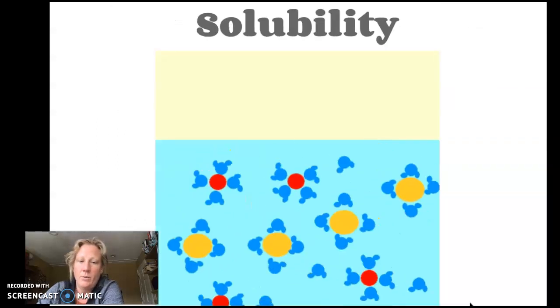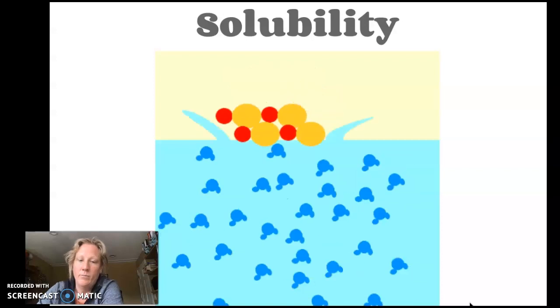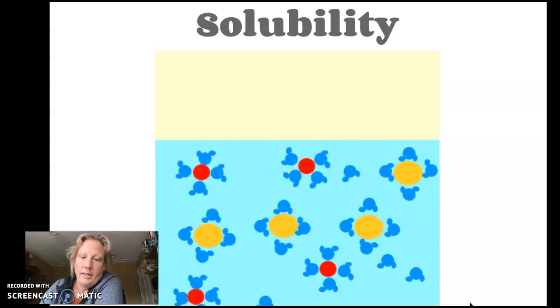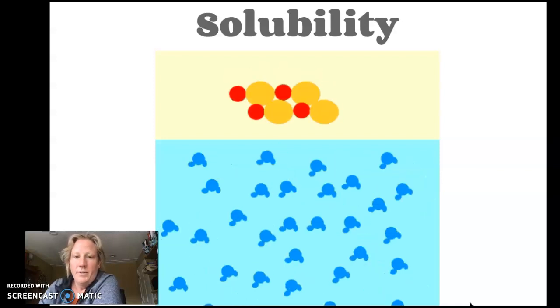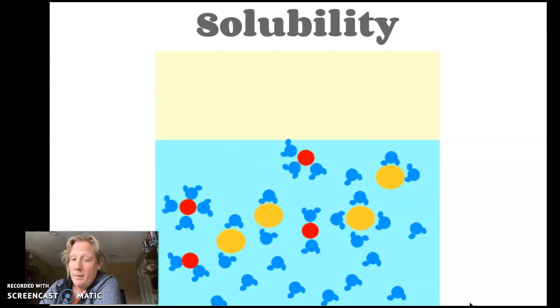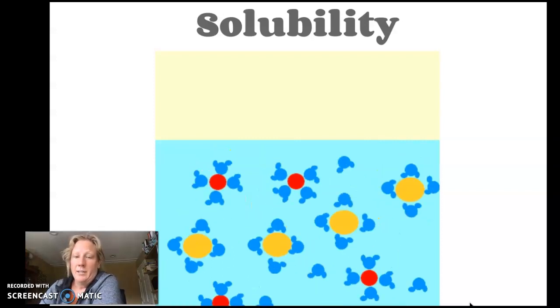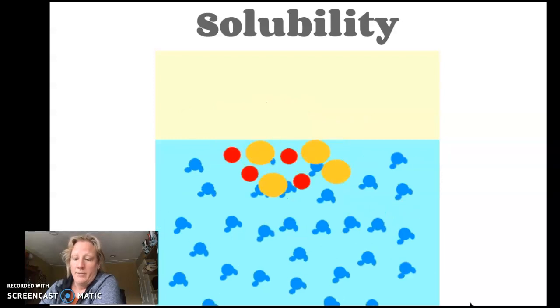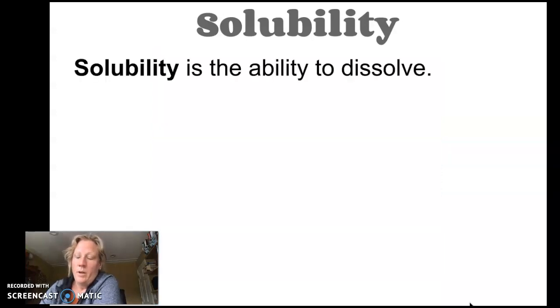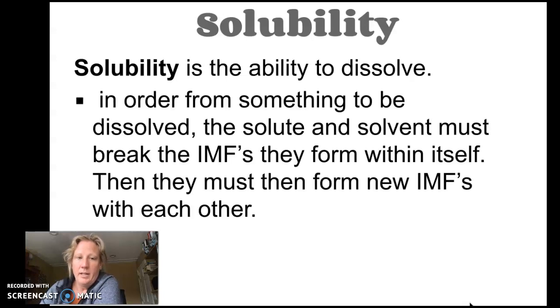Solubility. This is showing you the little blue things are water, and then the yellow and red is anything like a sugar or salt being dissolved. In order for something to dissolve, the water has to break its IMFs, and the sugar has to break its IMFs, and then you have to form new IMFs. Solubility is the ability of something to dissolve. The solute and the solvent have to break those IMFs formed between themselves first, and then they will form new IMFs together.